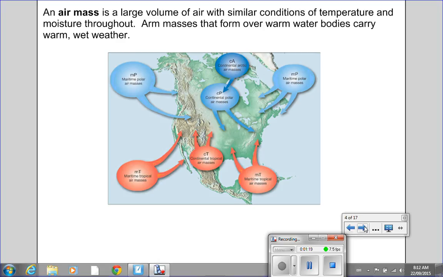An air mass is a large volume of air with similar conditions of temperature and moisture throughout. Air masses that form over warm water bodies carry warm, wet weather. And here in this image, you can see different major air masses in North America. So you might well put the video on pause just to take a closer look at these. I'm not going to expect you to memorize the names of all of these air masses.